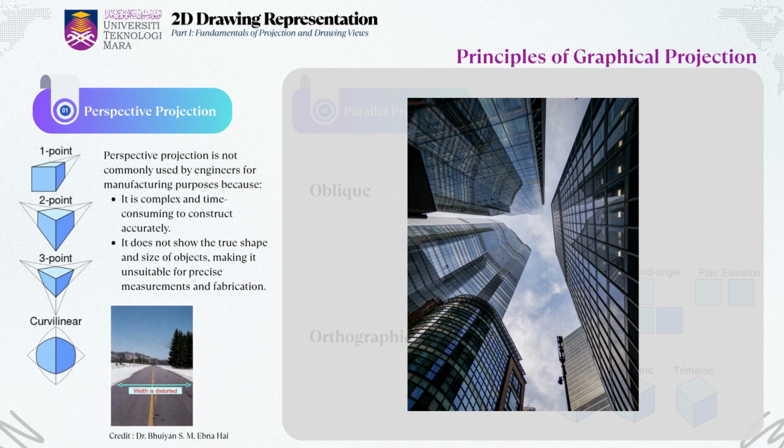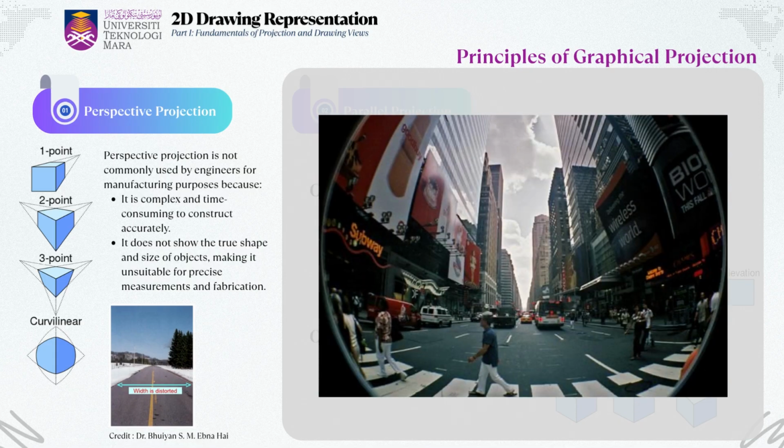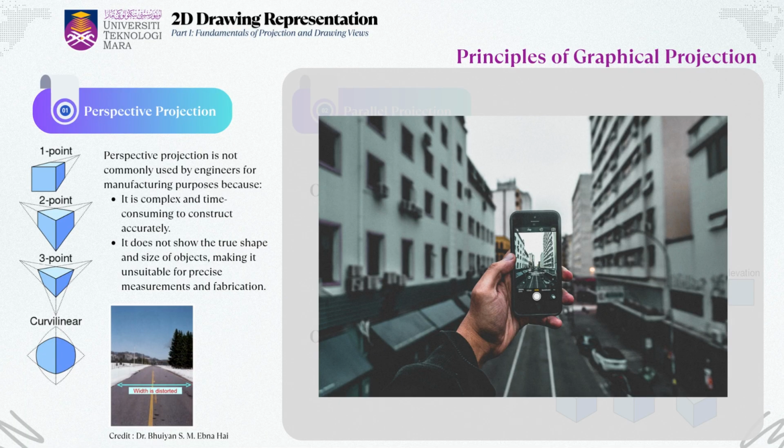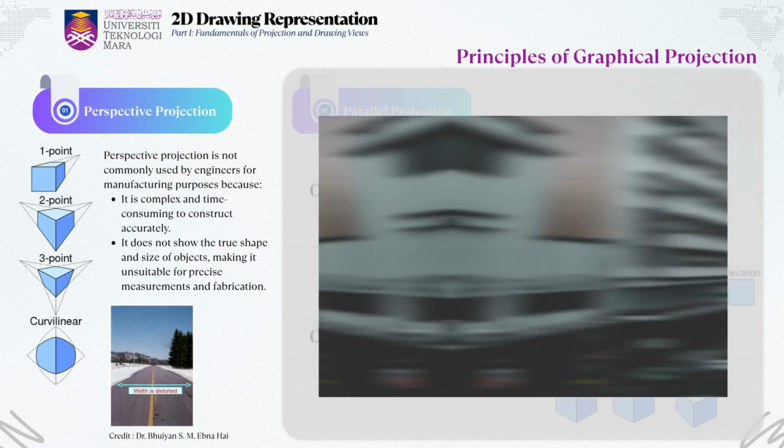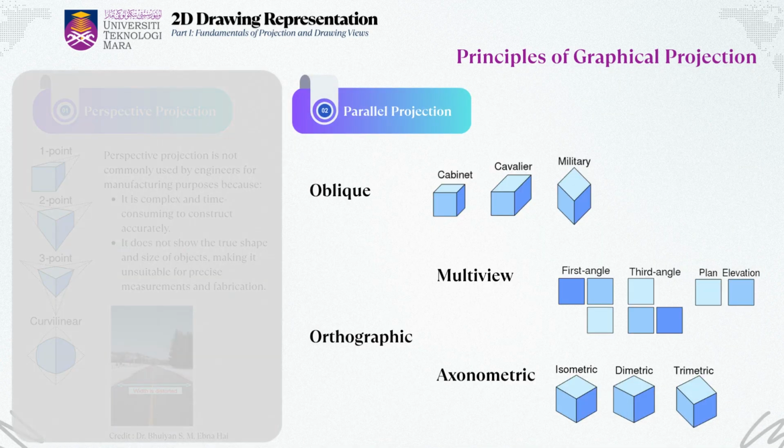However, because of this distortion, engineers don't usually use perspective drawings for manufacturing or technical communication. They're harder to draw accurately and can misrepresent the true size and shape of the object. They are more common in architecture or illustration when the goal is to create a realistic image. On the other hand, we have parallel projection, which is the preferred method in engineering. In this method, the projection lines don't meet at a point, they stay parallel. This means the object's size and proportions stay true, making it ideal for technical and manufacturing drawings.